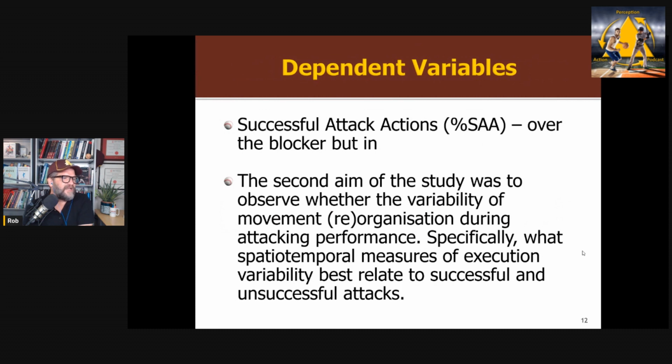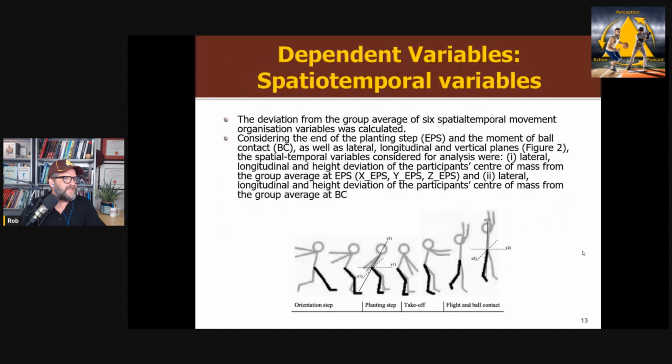And they also looked at these kind of process variables. They looked at how the variability of movement was reorganized. What measures of execution best related to successful and unsuccessful attacks, right? So they looked at a variety of different things. Basically, they looked at a lot of different kinematic variables. Okay, they looked at the end of the planting step.